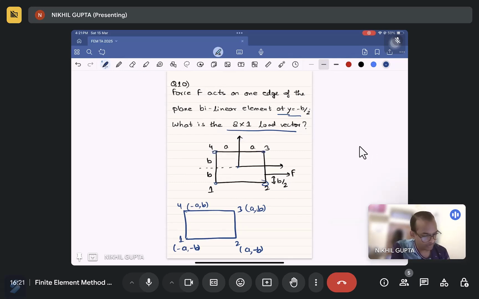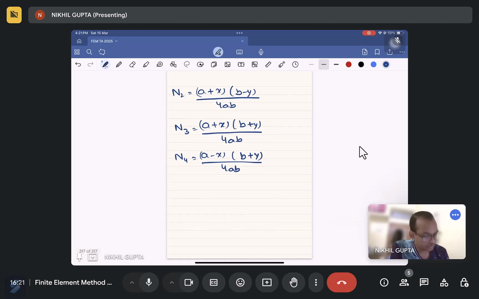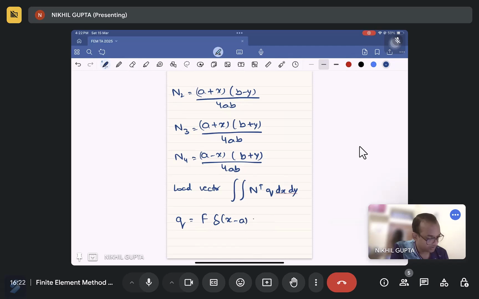What we have to do is find the load vector. So let's find the load vector. You know the formulation for it is the integral of N transpose q dx dy. Since it is a point load, how can q be represented? It can be represented like this: F delta(x minus a) and (y plus b by 2).